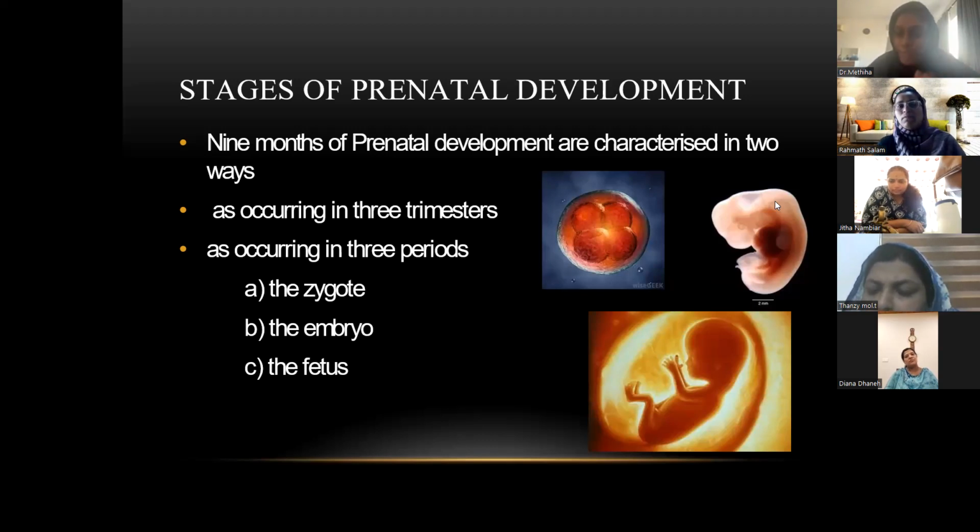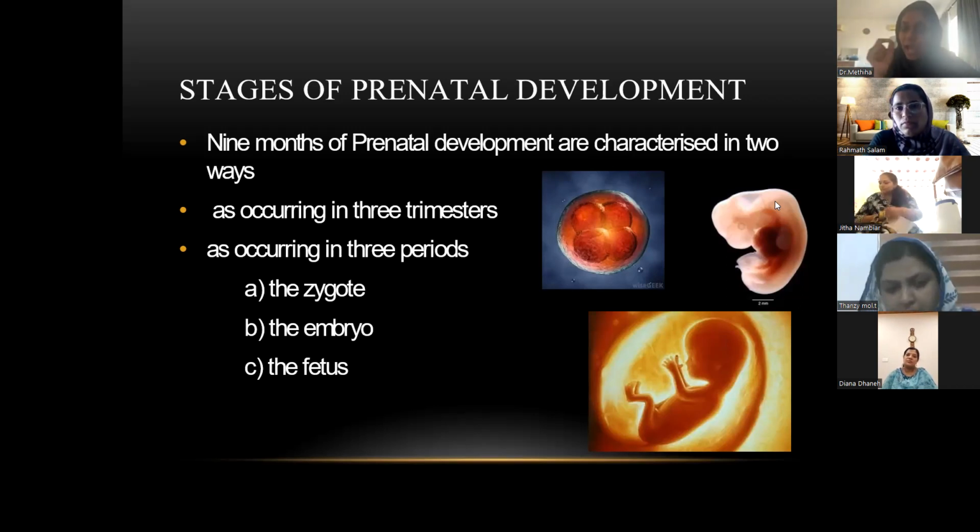That means the first 3 months come under the first trimester, the second trimester means the next 3 months, and the third trimester consists of the rest 3 months. And when we consider the growing organism or the baby, it can be considered in 3 periods. This is the second way of differentiating: the zygote, embryo, and fetus. These are the 3 modes of development of a baby.